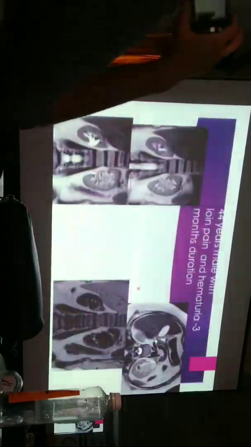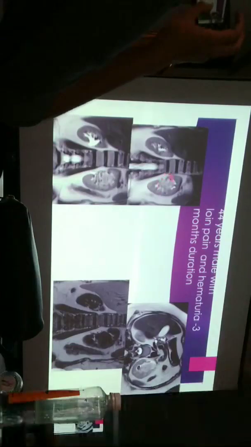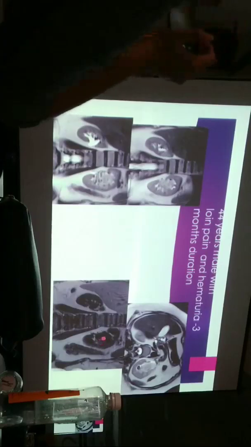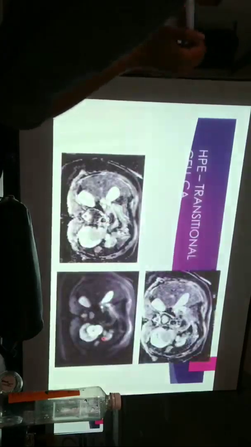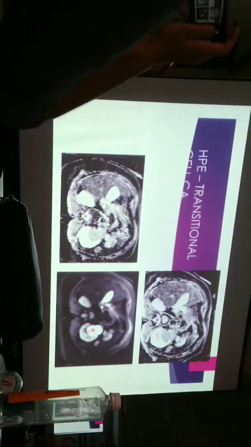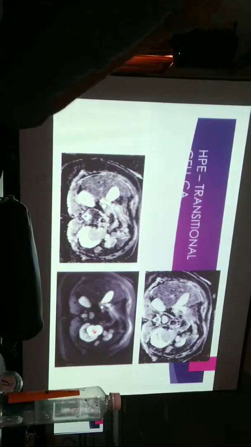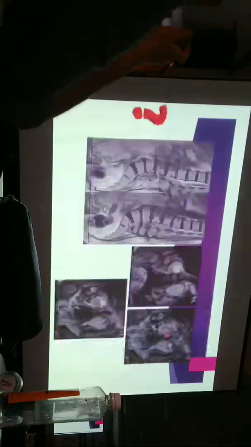Another patient who had hematuria, and this is the MR that shows a lesion within the left renal pelvis. This is the T1 weighted in-phase image that shows the hypointense lesion here. In diffusion weighted imaging, as I mentioned before, transitional cell carcinoma has significantly low ADC values with restricted diffusion compared to RCCs. So that's a lesion that shows significantly restricted diffusion with low ADC values.